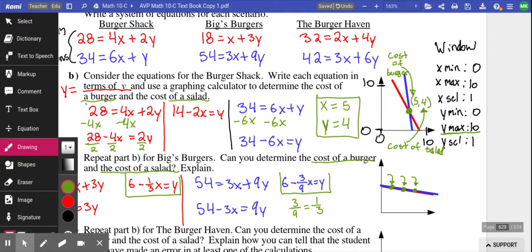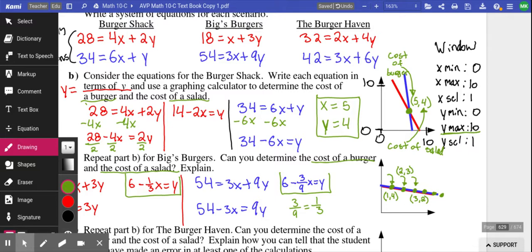The first solution might be, oh, a burger is $1, a salad is $4. The second solution might be, oh, it's $2 and $3. The next solution might be burgers $3, a salad's $2. But we have all of these infinite solutions all the way around. So we don't actually know how much a burger and a salad cost because we don't know which intersection is the right intersection for this scenario.